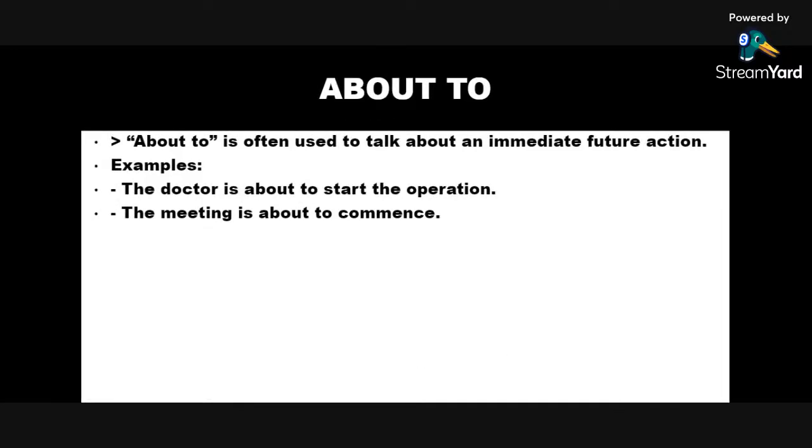Another way is to use about to. About to. About to is often used to talk about an immediate future action. The doctor is about to start the operation.